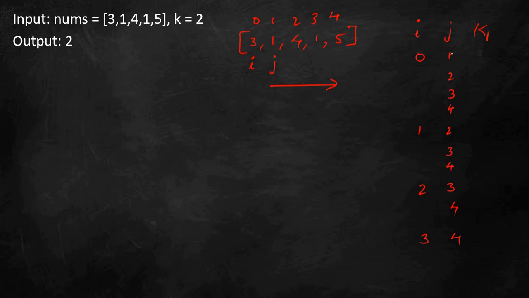So when i is 0 and j is 1, 3 minus 1 is 2, which is the same as k. So this is a valid combination of i and j. So 0 1 is the index values, so this is the pair 3 1. Now when i is 0 and j is 2, 3 minus 4 is minus 1, which is not k. Then when j is 3, 3 minus 1 is 2, again a valid combination, 3 comma 1. But if you see, these two are non-unique, we need a unique pair, so we cannot take this combination.